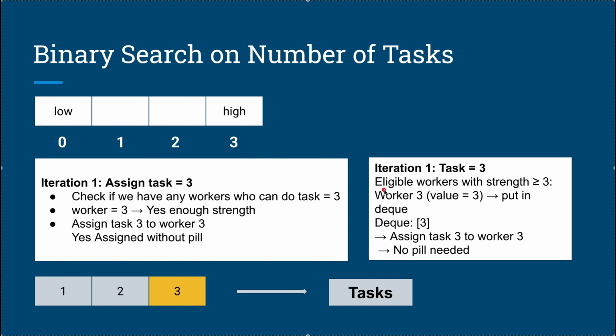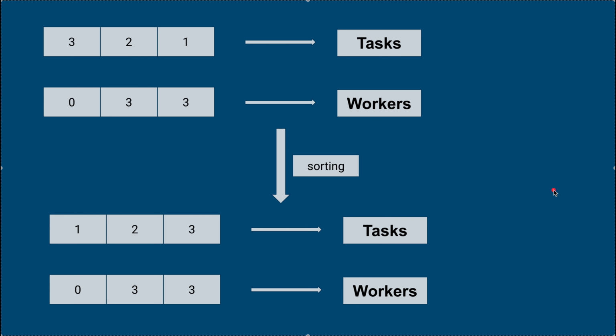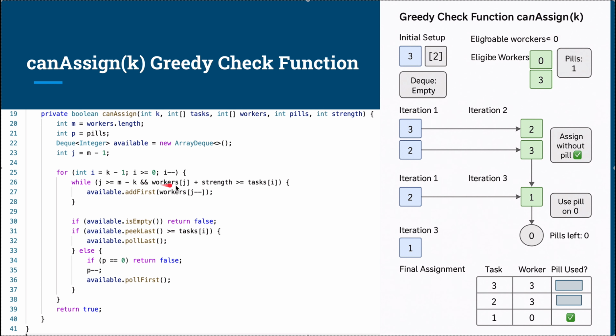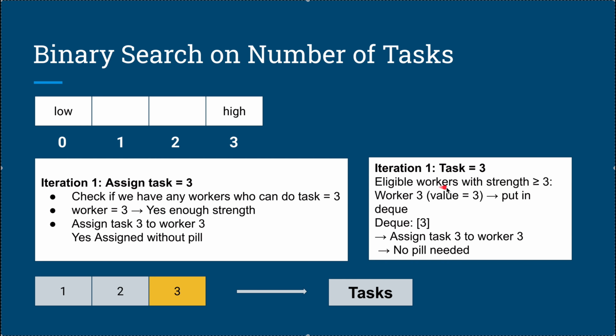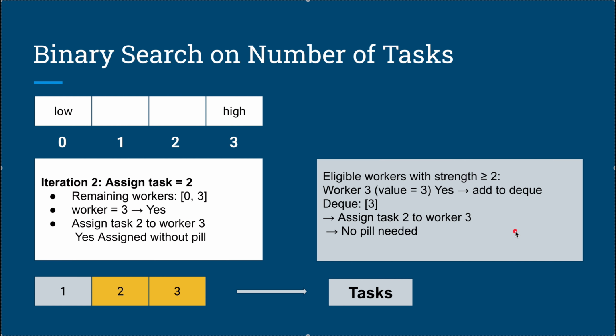Then how will it work? The nested function is there to check the assignable tasks. I'm talking about this function. So the worker is there, the strength is there, and it will check whether the strength is greater than or equal to the task. It checks for eligible workers with strength greater than or equal to 3. If so, meaning a worker having value 3, we put it in the deque. So the deque will hold 3, and we assign task 3 to worker 3. There are no pills needed.